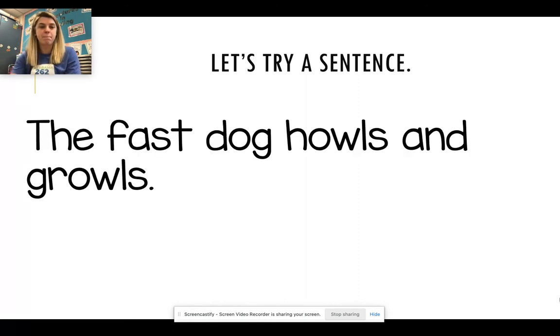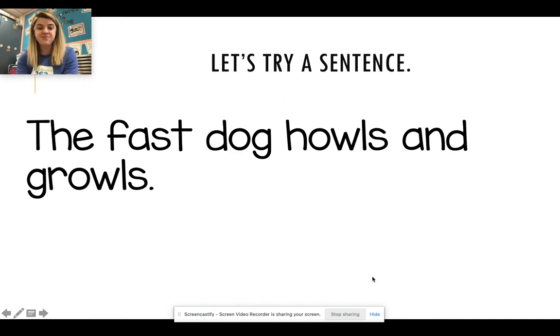Let's check. All right. Remember from yesterday, that first letter always has to be capitalized. So capital T, the fast. Here's that red word from yesterday. So we're going to be working on spelling those as well. The fast dog howls. Now, remember, we do hear that owl sound in the middle, but it's got an L behind it. So we use OW. Howls and growls. Same thing for that one. And make sure on your sentence you have that period at the bottom.